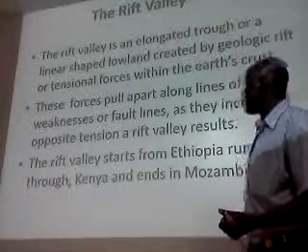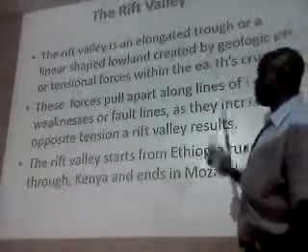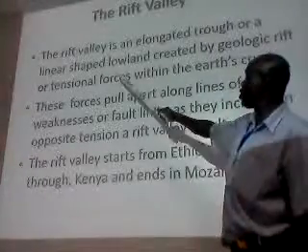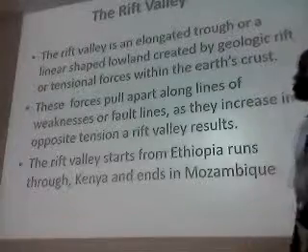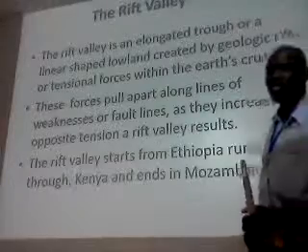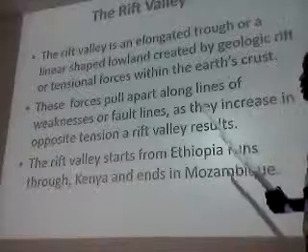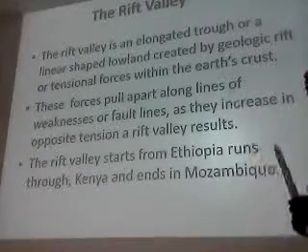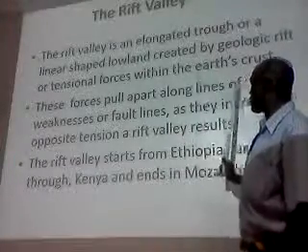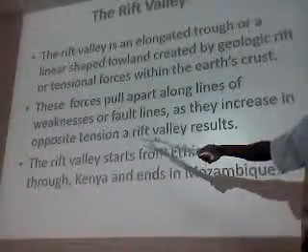We have to move ahead and look at the Rift Valley as an entity. The Rift Valley is an elongated trough or a linear-shaped lowland created by geologic rift or tensional forces within the Earth's crust. That means as the Earth pulls apart, it creates a weakness, and that weakness creates a valley, which is named as the Rift Valley. So these forces pull apart along lines of weakness or fault lines as they increase in opposite tension.